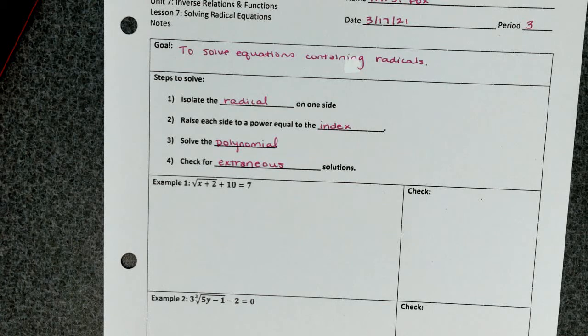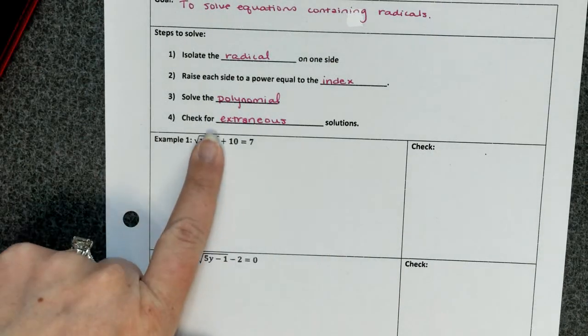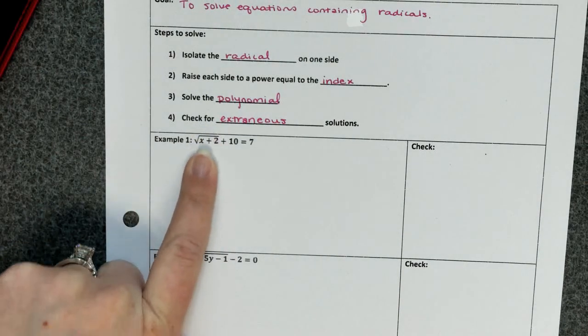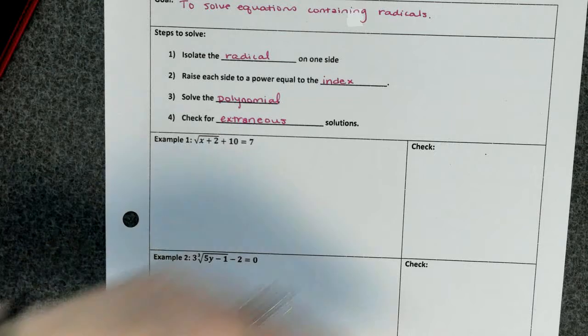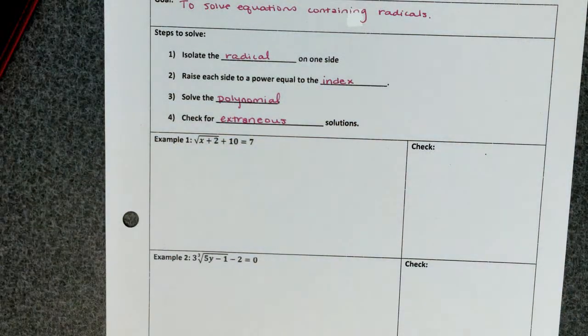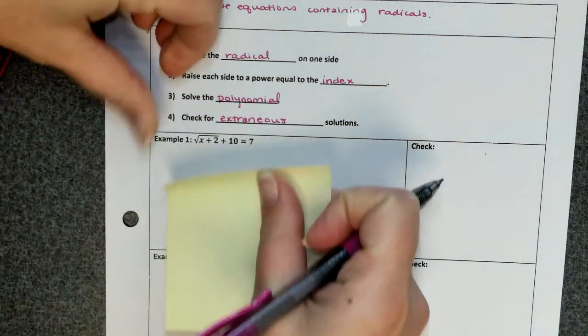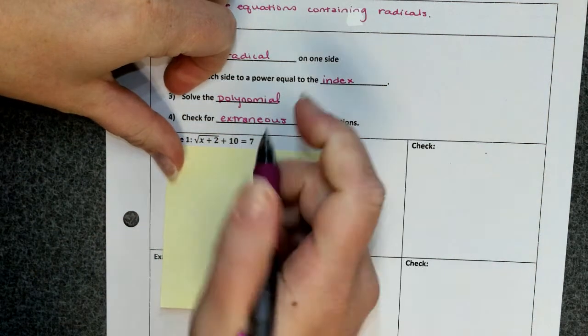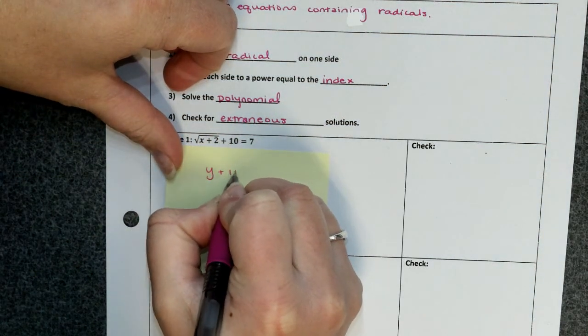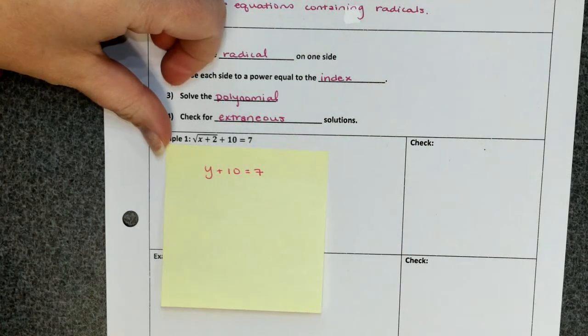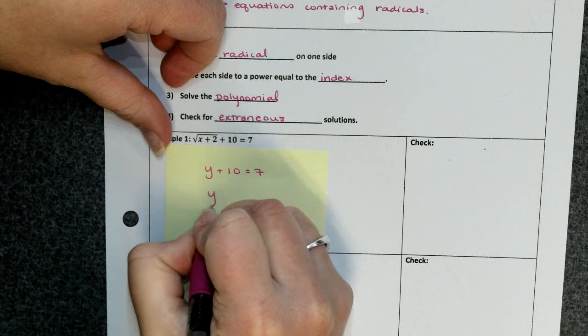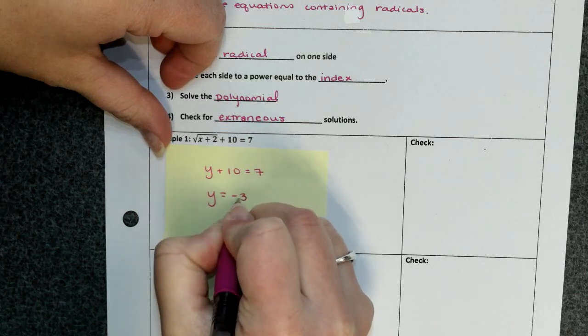Now, the first thing that we're going to do is we're going to get the radical alone. So, pretend like this here, where the radical is a variable. If you need to make it into a simpler problem, you could do that. You could use kind of like U substitution. And we could instead pretend that this said something like y plus 10 equals 7. What would we do to get y alone? Subtract the 10. We would have the y equals negative 3.